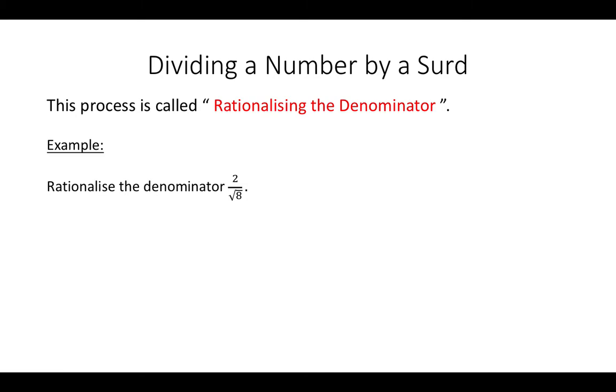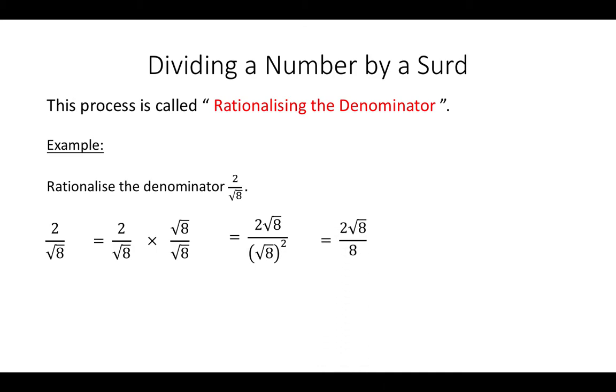It will simply say, rationalise the denominator in the surd 2 over root 8. Well, for the solution, we start with 2 over root 8, and we want to get rid of the number on the bottom being a surd. So what we'll have to do is multiply top and bottom by root 8. Now we know that's 1, so it's not going to change the value, but we end up with 2 root 8 divided by the square root of 8 squared, and we know the square root and the squared cancel, and that's just going to leave us with 2 root 8 over 8.